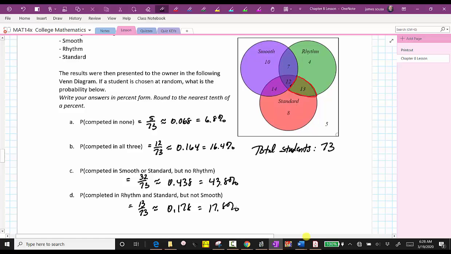Okay, we'll stop here for probability. In the next part, we'll talk about odds. I hope you found this helpful.